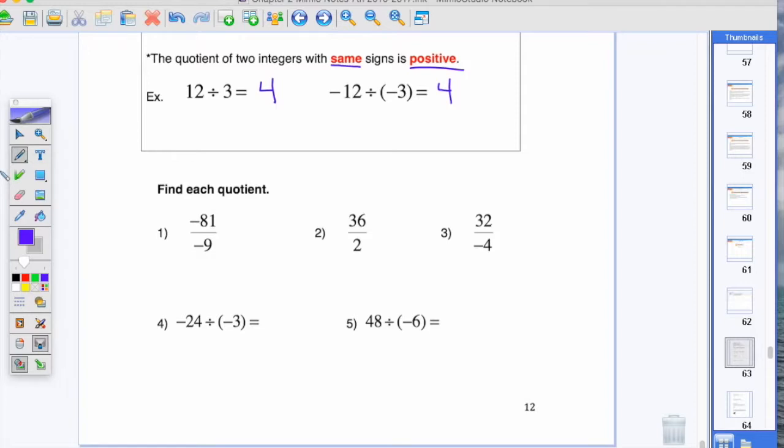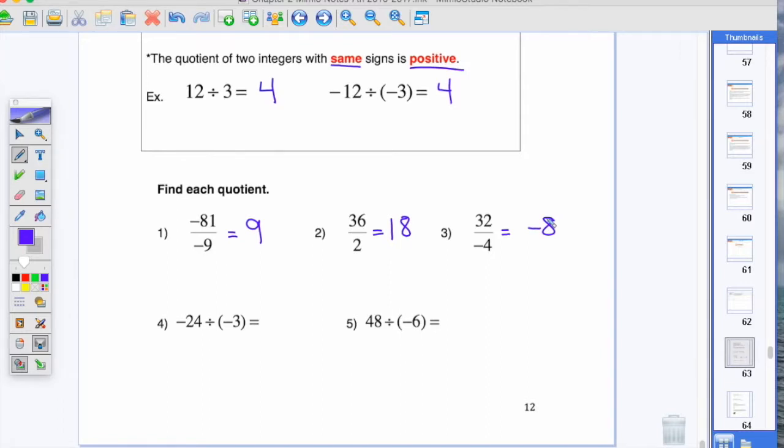So for number 1, it's a negative 81 divided by a negative 9. They're both negative, or the same sign, so your answer is going to be positive. So 81 divided by 9 is 9. Number 2 is 36 divided by 2, which are both positive, so your answer is going to be a positive 18. Number 3, 32 divided by a negative 4, well, one's positive and one's negative, so different signs, or an odd amount of negatives, so your answer is going to be negative 8.